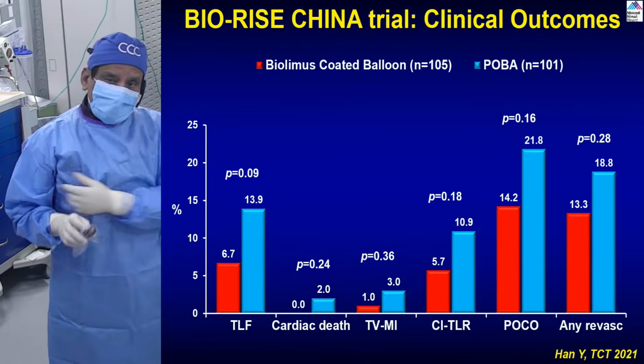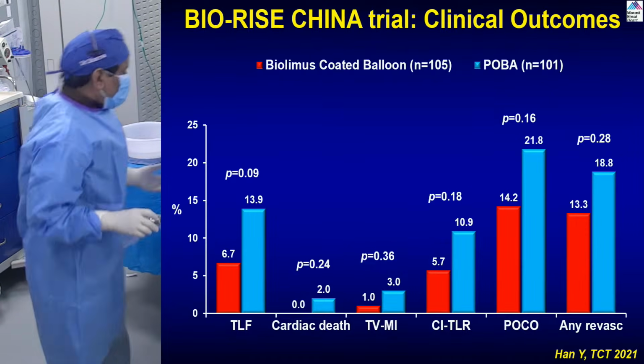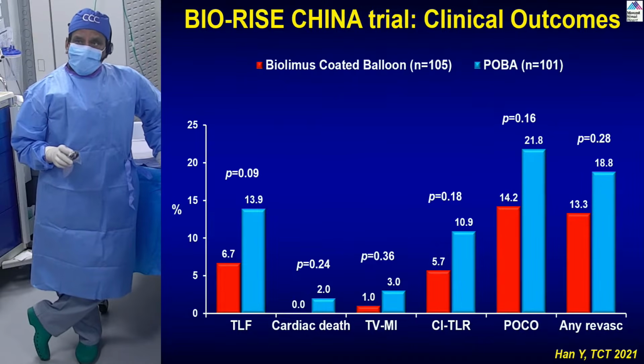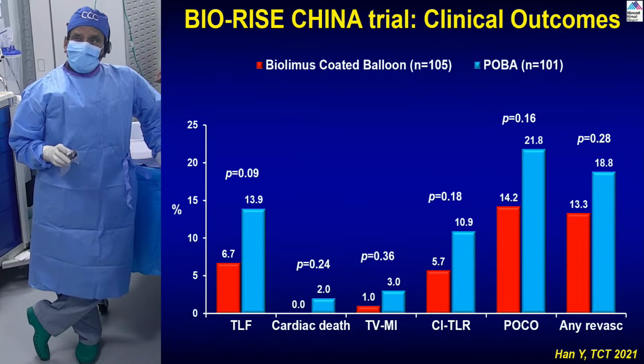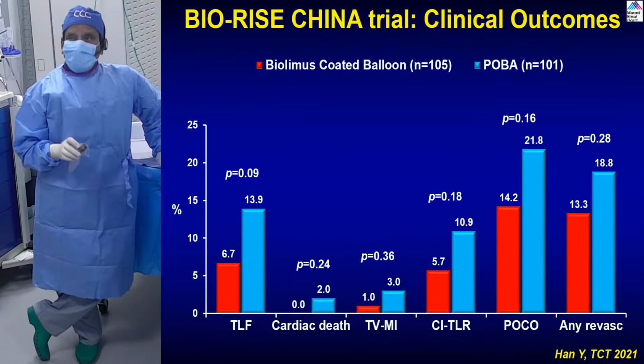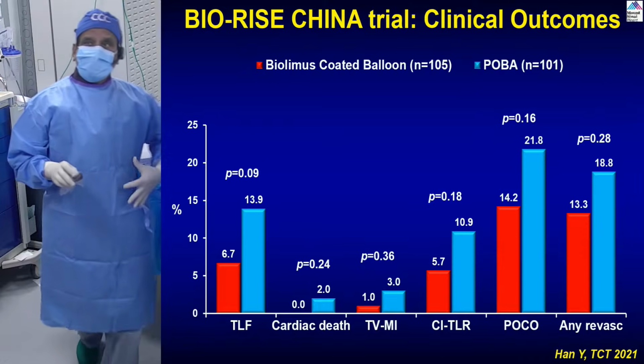And you say, well, I'm not going to use a balloon, I'm going to use a small DES. So I think that area remains open: should you use a drug-coated balloon or a drug-eluting stent? I don't think anybody will use a balloon only, POBA or PTCA. That's where it became very clear with the BIORISE China trial.